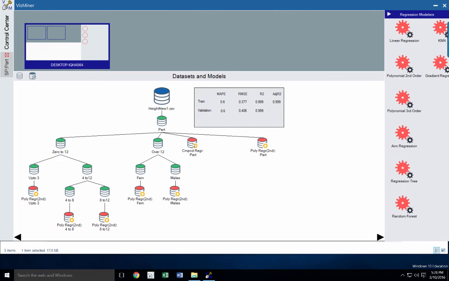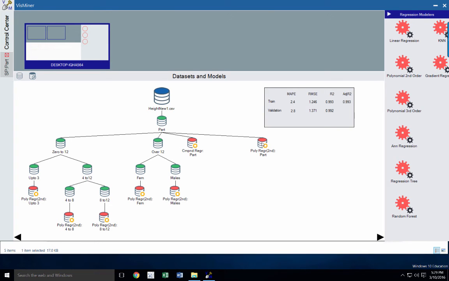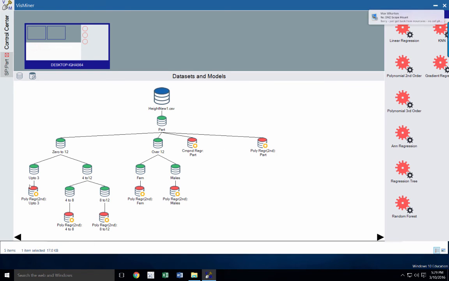Our root mean squared error is 0.406, so we're typically off less than half of an inch in our estimates. Here we were off an average of about 1.4 in our estimates. So you can see that by having the compound regression model work, by getting all of these various splits, we really did better.